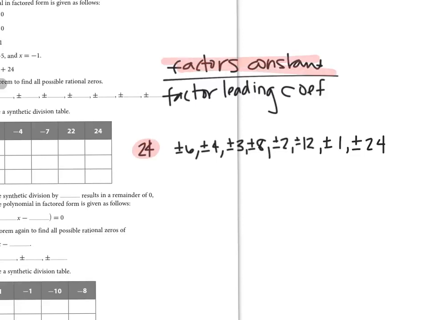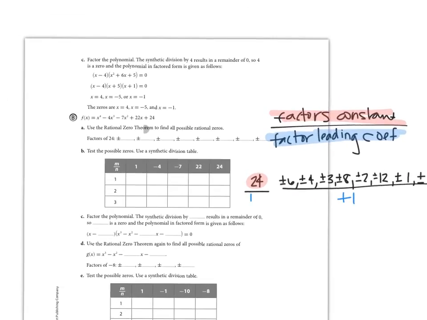Okay, then I have to find my factors of my leading coefficient. What's my leading coefficient? 1. It's not always 1. What do I mean when I say the leading coefficient? The number in front of the first term, the number at the very, very front. So whatever the coefficient of x to the 4th is.